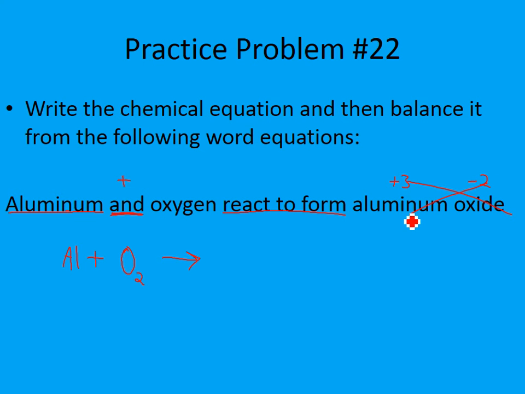Now what do I do? Crisscross it. Aluminum oxide is going to be Al. What number goes by the Al? A 2. And oxide is O. What number goes by the O? 3. Okay. All right, so there's our equation. Is it balanced as it's written right now? No. So let's balance it now. We find the arrow, draw the line. We've got aluminum, and we've got oxygen.